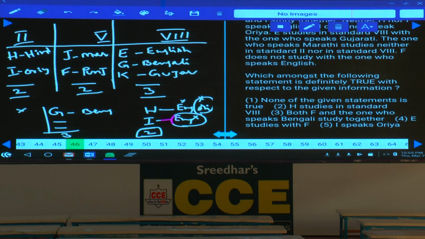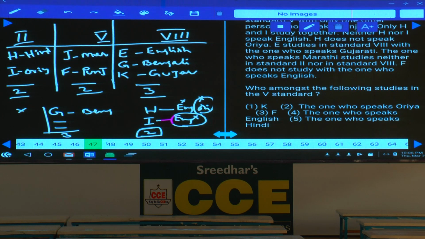Then question number 46. Which among the following statements is definitely true with respect to the given information? H studies in standard 8. True or false? H is in standard 8, that is false. Both F and the one who speaks Bengali study together. F and the Bengali speaker together, that is also false. Next one, choice 4. E studies with F. E and F are studying in the same class, that is also ruled out. I speaks Oriya, that is definitely true, choice 5. Question number 46, it is choice 5.